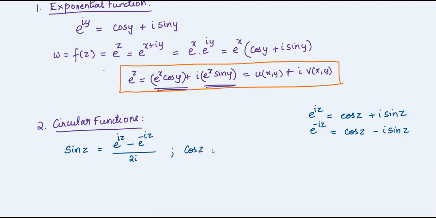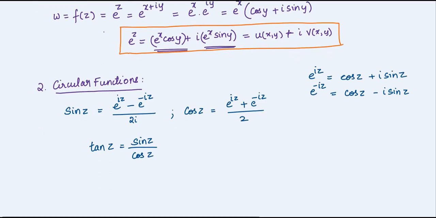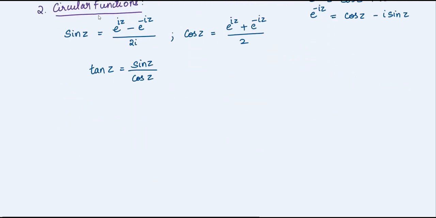Then similarly, cos z is e power iz plus e power minus iz upon 2. So these are circular functions. And from here, tan z is defined as sin z upon cos z. And cot z is defined like that. Cosecant, secant, all are defined that way. This is circular. Next, we have hyperbolic.